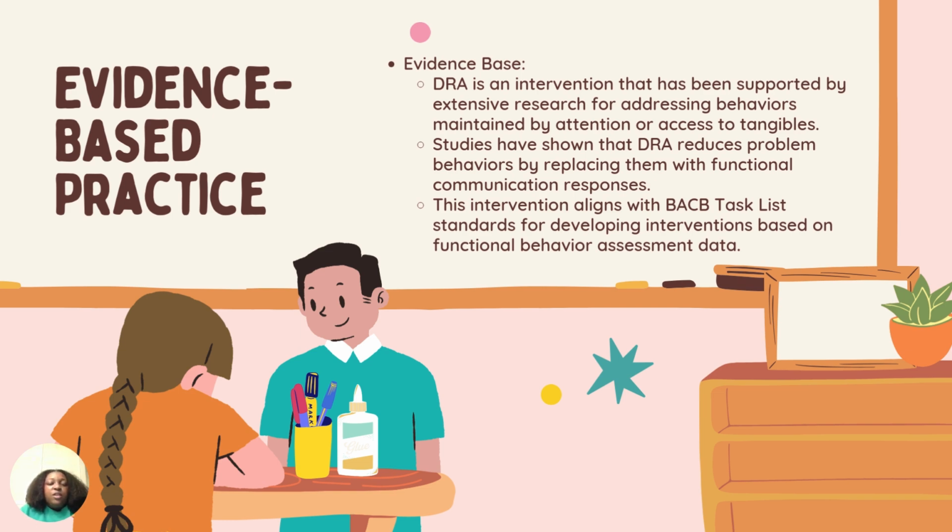It's important to ensure that interventions used in clinical practice are evidence based, especially when working with clients with complex needs like autism spectrum disorder. Differential reinforcement of alternative behavior, or DRA, is supported by substantial research as an effective intervention for behaviors maintained by both attention and access to tangibles. Numerous studies have shown that DRA can successfully reduce problem behaviors by teaching clients functional communication responses that serve the same purpose as the problem behavior, but in a more appropriate way. In this case, DRA aligned perfectly with the function of the client's aggressive behavior. By focusing on teaching alternative communication skills, I was able to reduce the occurrence of tantrums and aggressive outbursts. This intervention not only aligns with the client's needs, but also meets the BCBA's standards for evidence based practice, ensuring that the approach I use is grounded in research and proven methodologies.